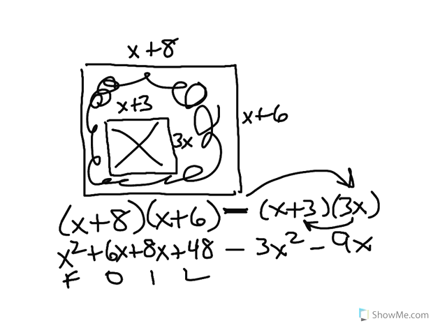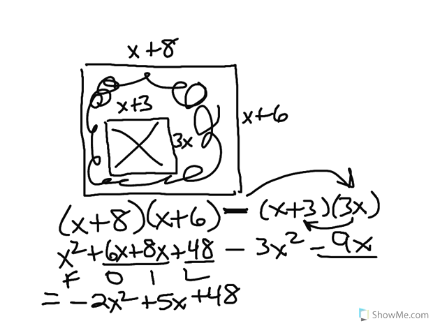Now I'm going to calculate the final answer by combining like terms. So I have x squared minus 3x squared, which is negative 2x squared. Then 6x plus 8x is 14x, minus 9x is 5x. And then finally, the only constant in the entire expression is 48. So apparently, that's what it would be.